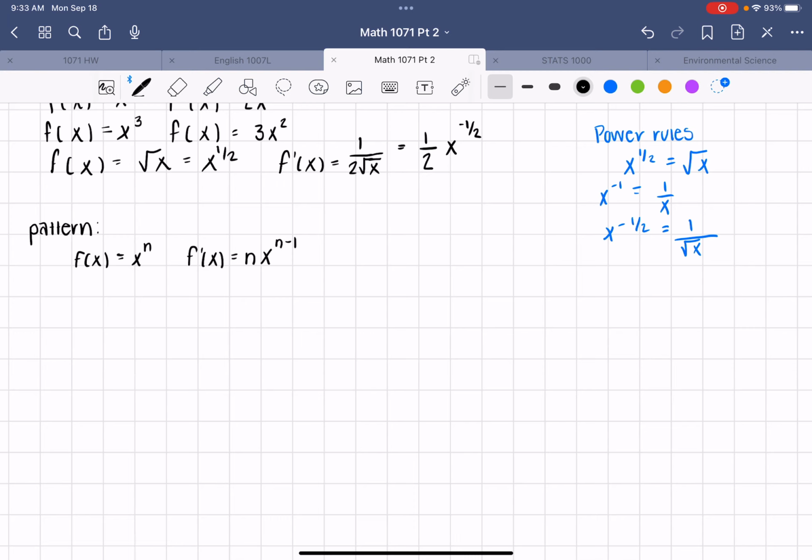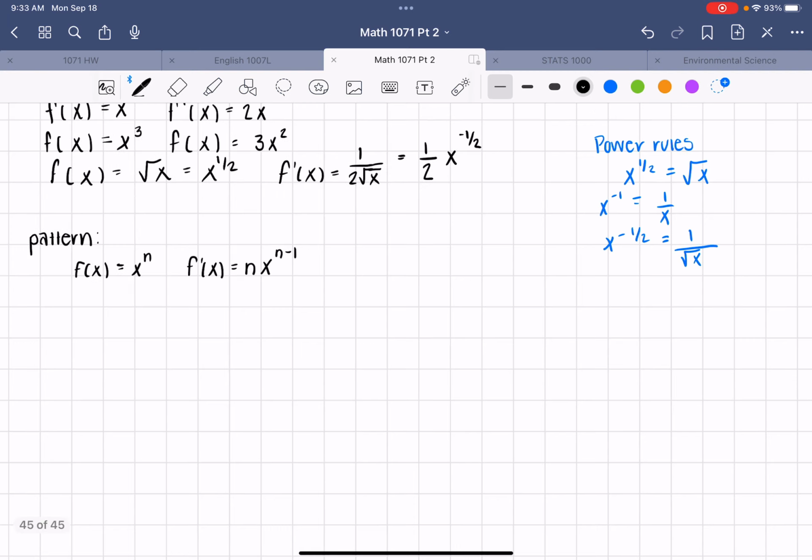Check it here with f as root x, or x to 1/2. According to my pattern, let's check it out. The 1/2 comes down in front as a coefficient. The new power is 1/2 subtract 1. Are you okay with your fractions? 1/2 subtract 1 is negative 1/2, which is what we said.